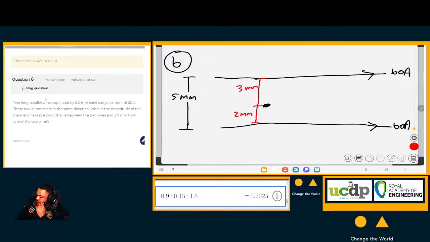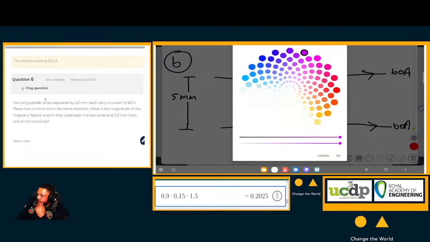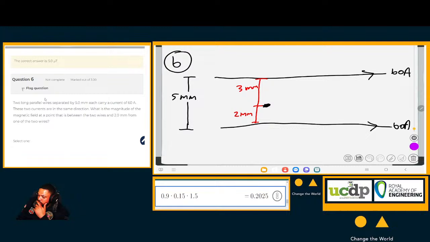Let's do the calculation for the one on top. So the magnetic field for the conductor above is going to be B equal to mu naught. Okay, let me see. I don't know if you can see that.